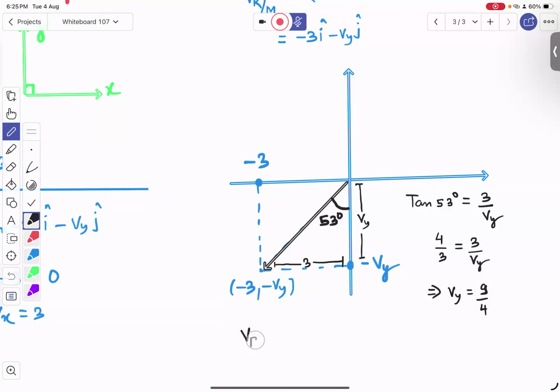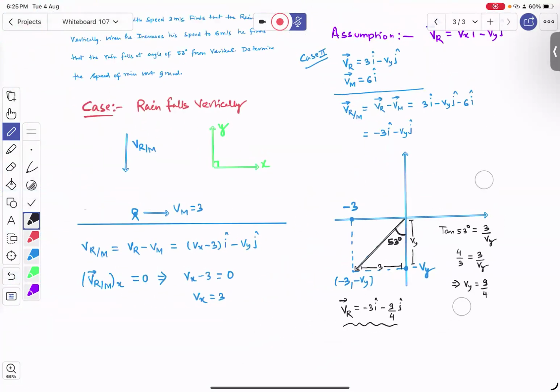So the velocity vector Vr has an x component, which we know, and the y component we also know. The y component is minus Vy and Vy is 9 by 4. So this is going to be the velocity of the rain with respect to the ground. And after this, you can find its speed, or maybe I will leave it here. I hope you understood this question also.